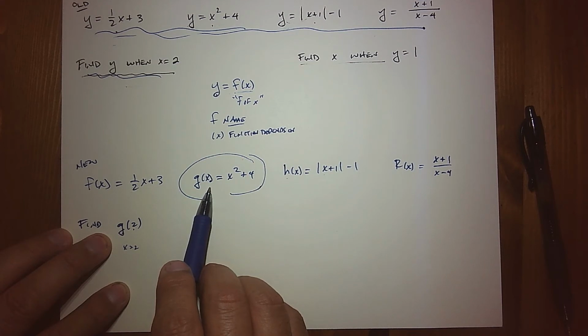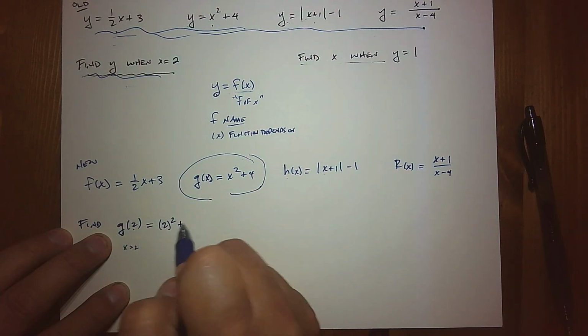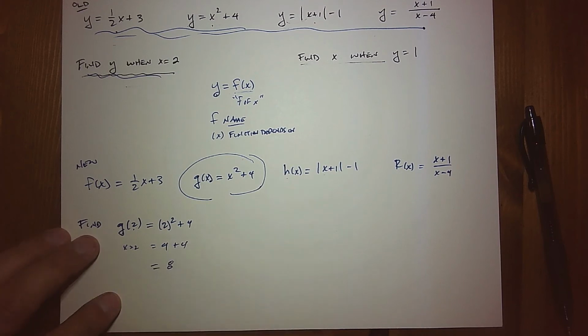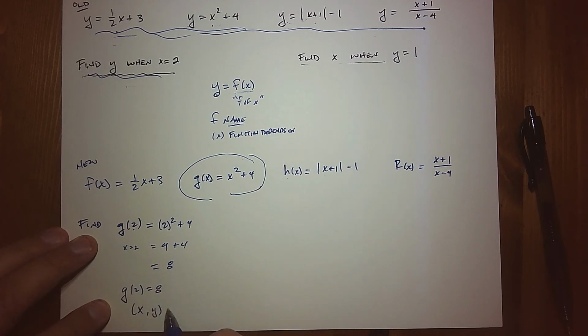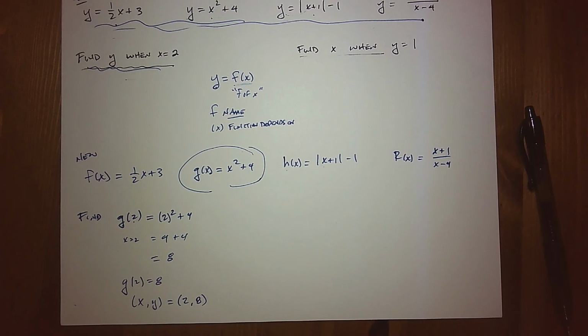And that pretty much tells us what we need to know. So finding g of 2, I plug it in, do my work, and we get 8. So g of 2 is equal to 8. Or in ordered pairwise, that's basically saying that we have the ordered pair (2, 8) on that graph. So if x is 2, the output for the function g is going to be 8. So that's how we basically use that function notation.